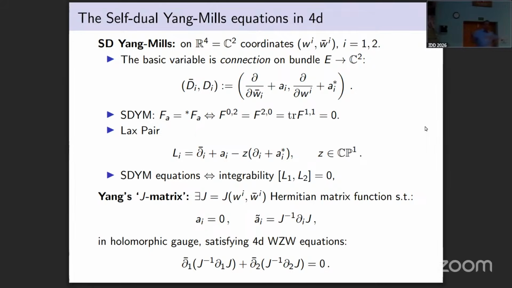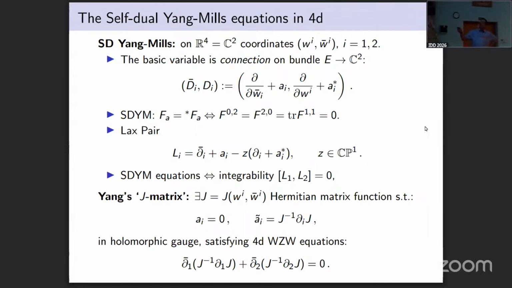But this choice of complex structure wasn't very special. You can put a parameter in there, z, which rotates the complex structure, and this integrability embodied in F_02 and F_20 being 0 applies equally to any other choice of complex structure. And this gives rise to a Lax pair. So this z is now a complex parameter on the Riemann sphere.